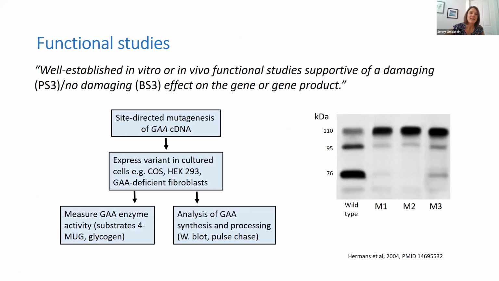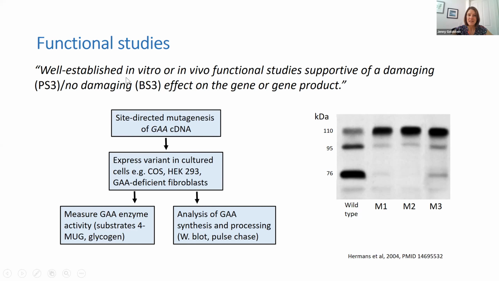So for functional studies, as you may be aware, this is PS3 and BS3. So these are basically well-established in vitro or in vivo functional studies supportive of a damaging effect on the gene product. So we, again, based on SVI recommendations, are only looking at in vitro. We are not looking at enzyme activity in a patient cell. That is part of our PP4 criteria. I'll talk about that later.